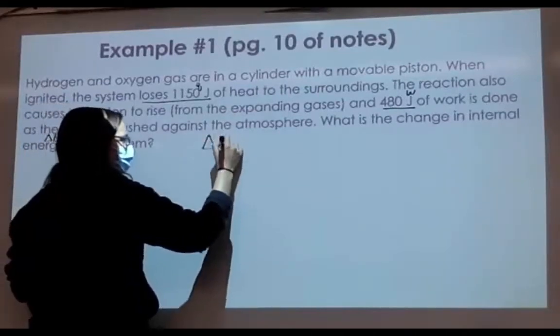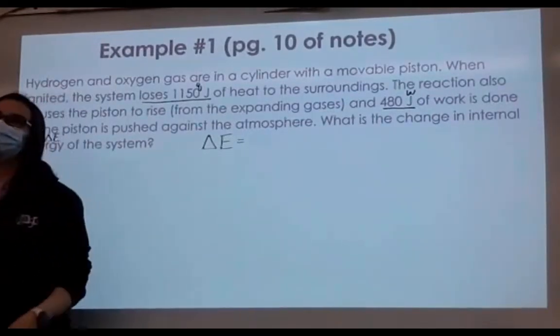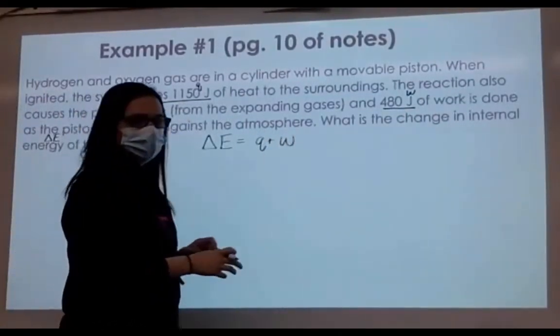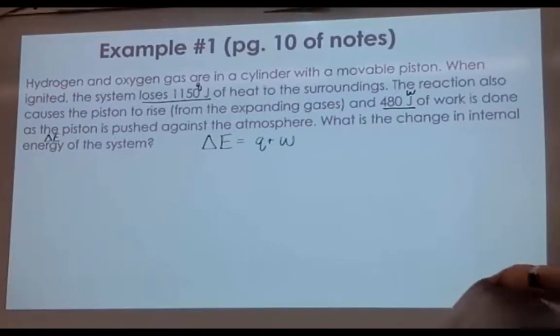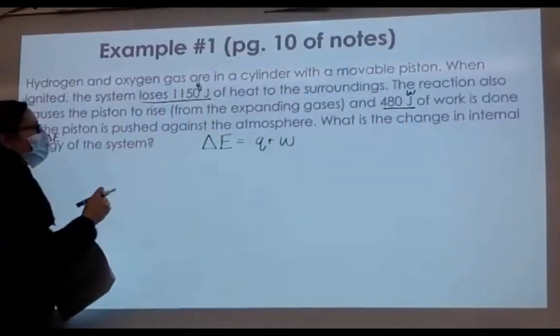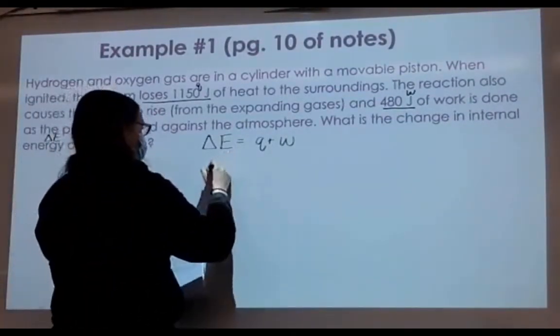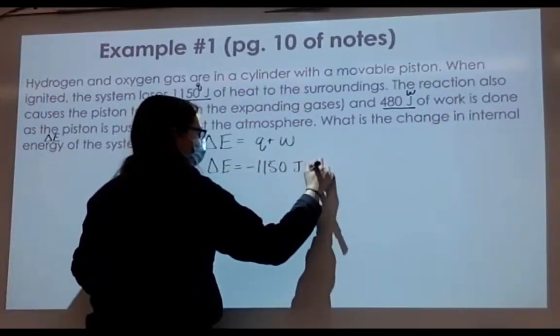So that's why this is going back to videos from over the weekend. The only thing you need to know about delta E is how to calculate it using heat and work. So delta E equals Q plus W. Now the biggest thing with this example is knowing what the signs of Q and W are. So if the system loses 1,150 joules of heat, what's the sign for Q? Negative. So negative 1,150 joules is Q.